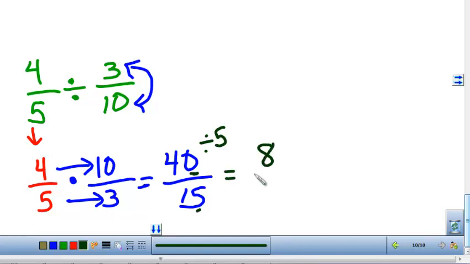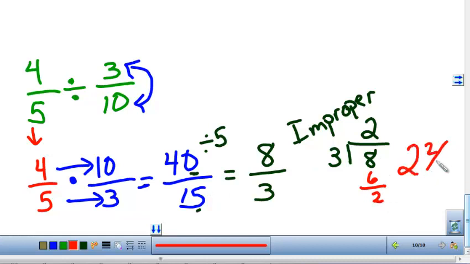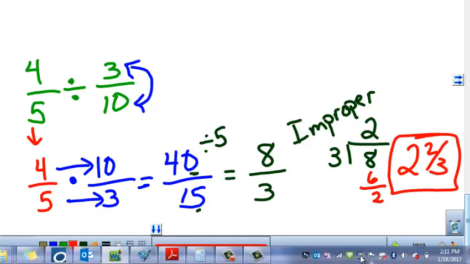So I get 8 over 3, which is improper. So 3 goes into 8 2 times. 2 times 3 is 6, so I get 2. So I get 2 and 2 over 3. All right, this is the end of the dividing video.